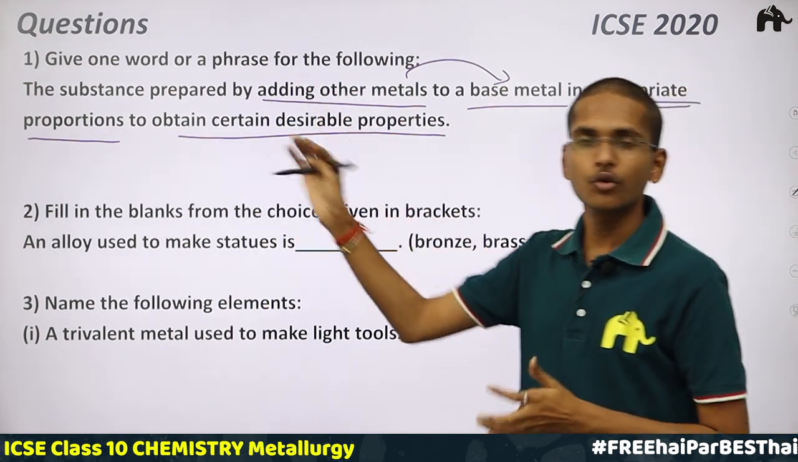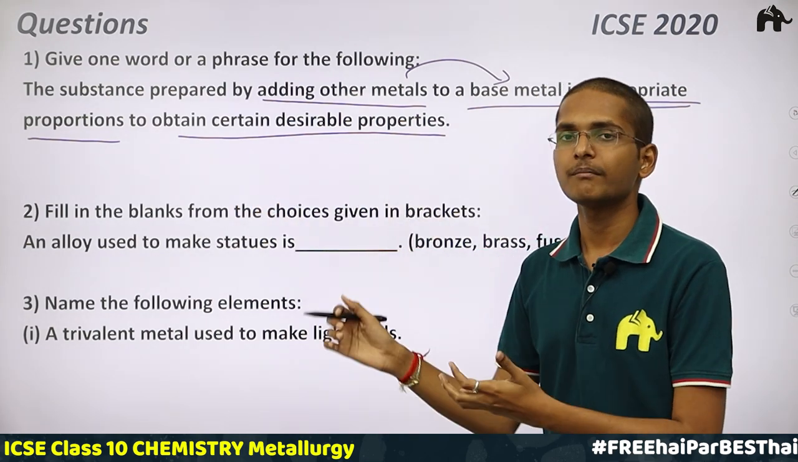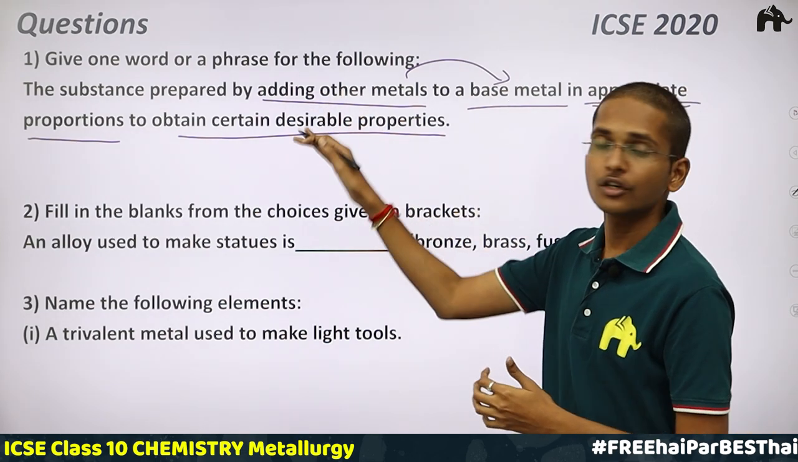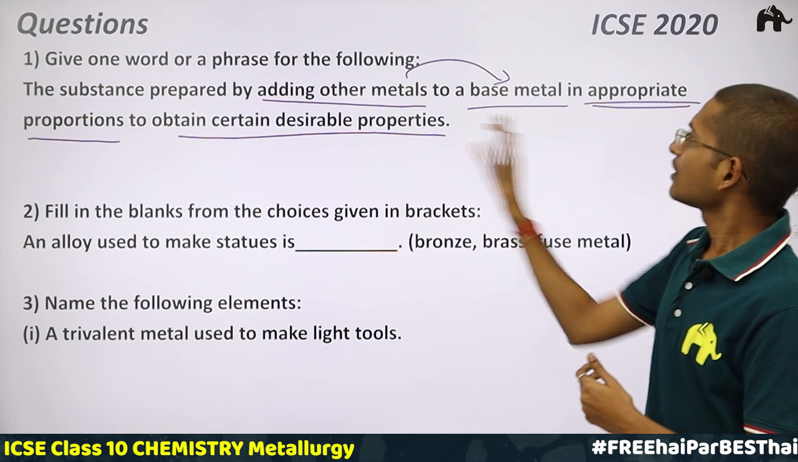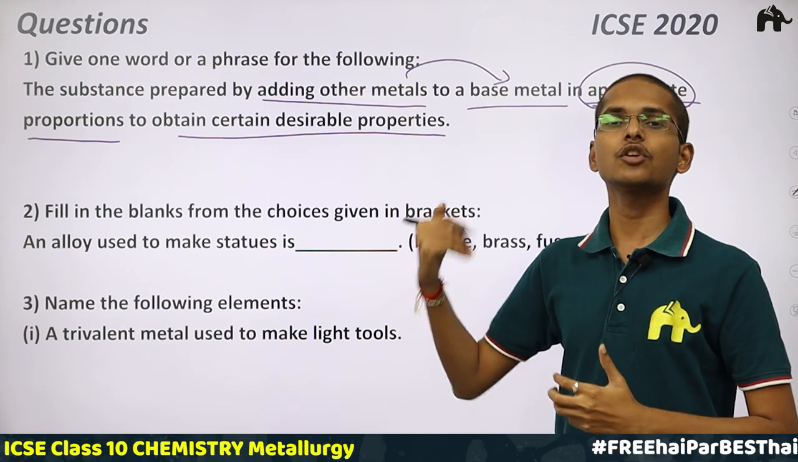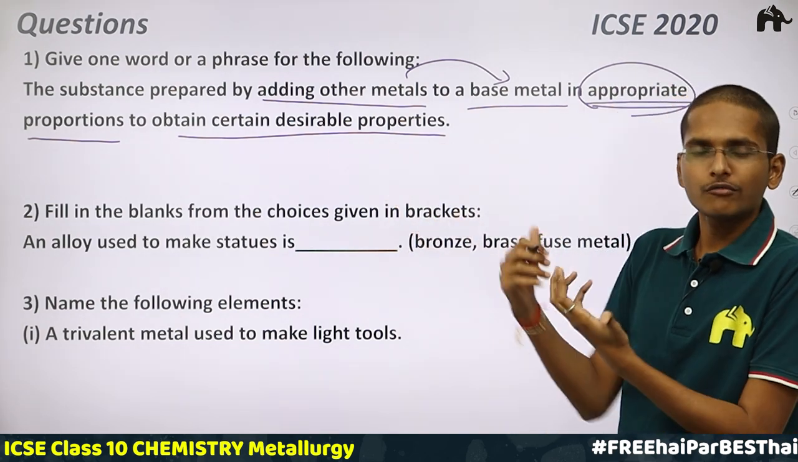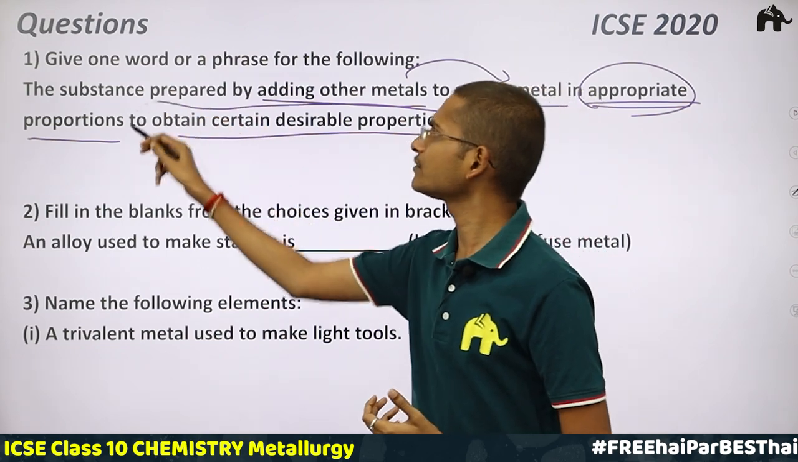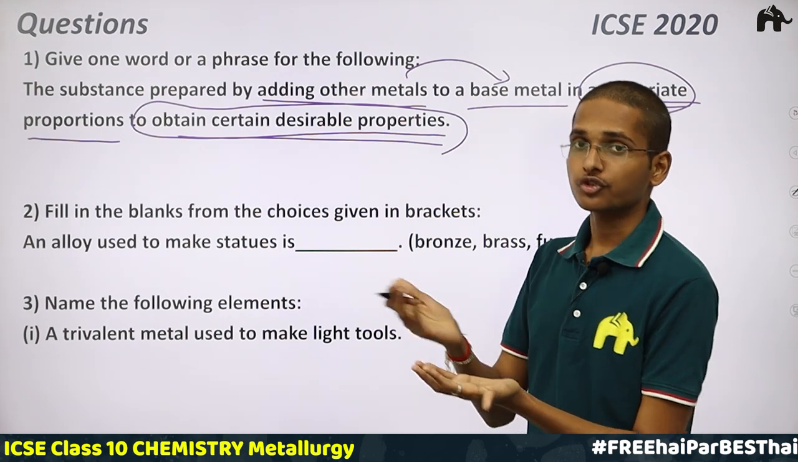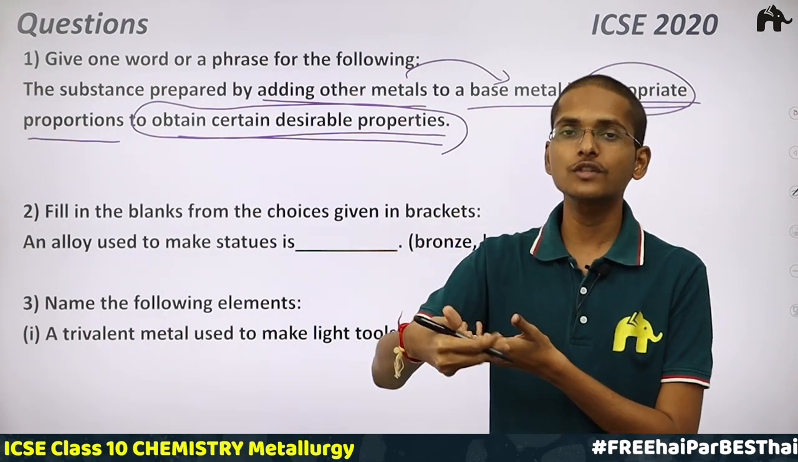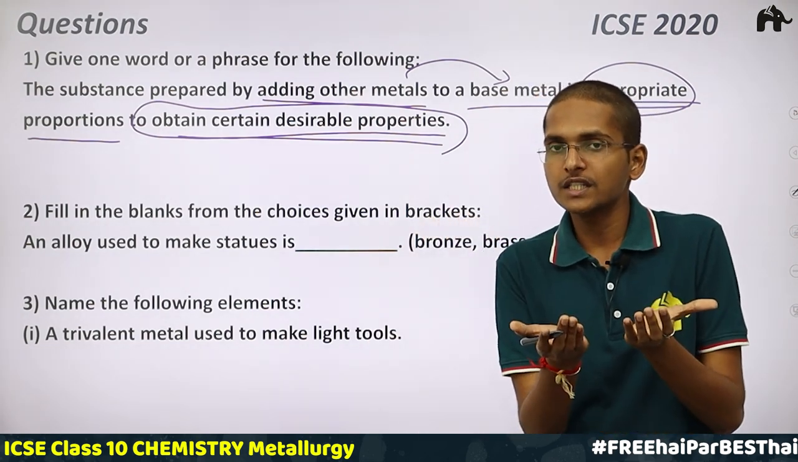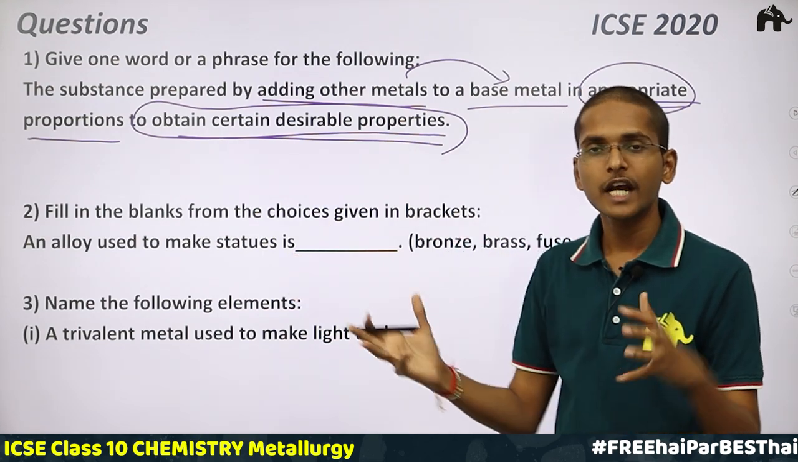Now we have seen so many alloys, and I have told you the principal metals of those alloys. In duralumin, the principal or base metal is aluminium, and we are adding other metals to that base metal. We have seen that a particular percentage of each metal is added, in appropriate proportions. And why are we doing this? To obtain certain desirable properties. Because we wanted a material which is light enough, strong enough, and also resistant to corrosion. These are the desirable properties which we wanted. So that's why we mixed aluminium, manganese, magnesium, and copper, and we made duralumin.